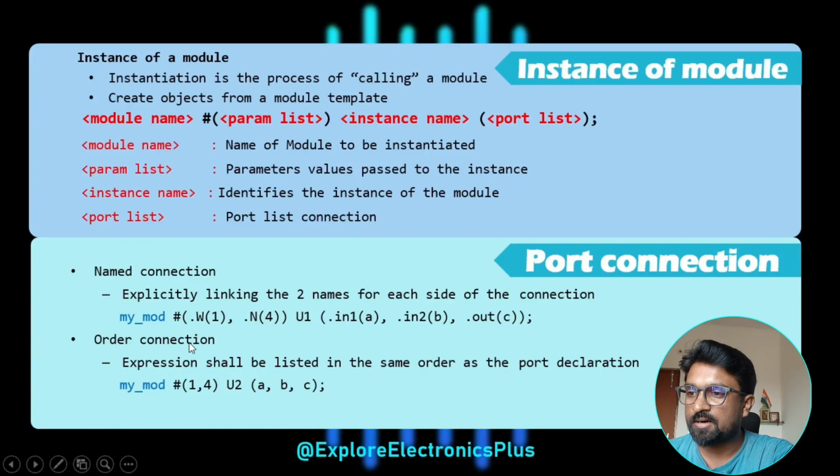Similarly, by using the order we can connect. Here W, N are the parameters declared in order. We are just passing the values 1, 4. 1 corresponds to W, 4 corresponds to N. No need to write the names over here. But here the thing is, we need to follow the same order. If 4 is written first and 1 is written next, 4 will be assigned to W. Similarly for the ports, we have written A, B, C. A corresponds to in1, B corresponds to in2, C corresponds to out. Suppose if we rearrange this, the mapping goes wrong. We need to take care of the order here.